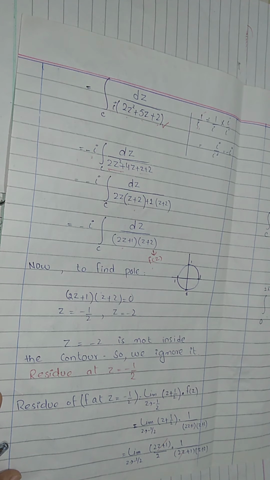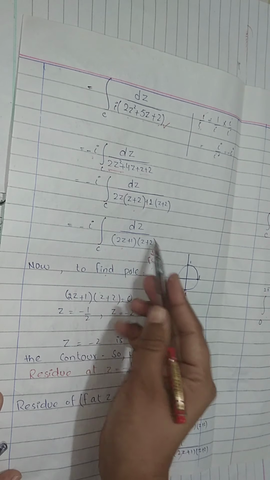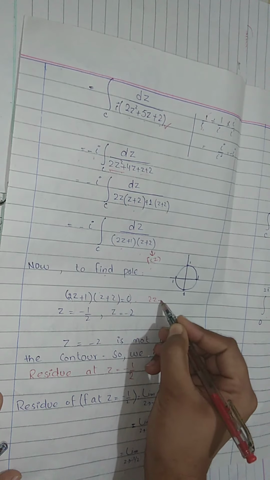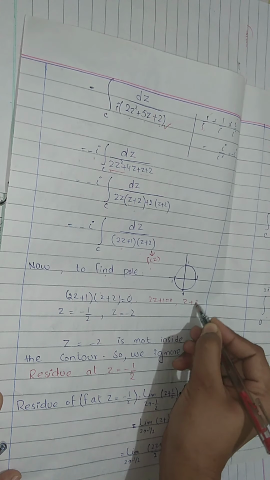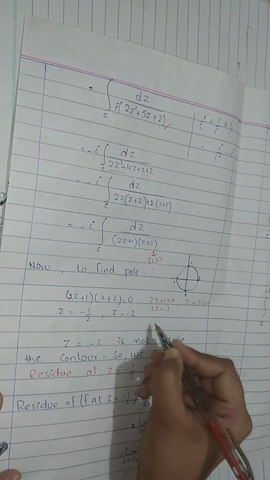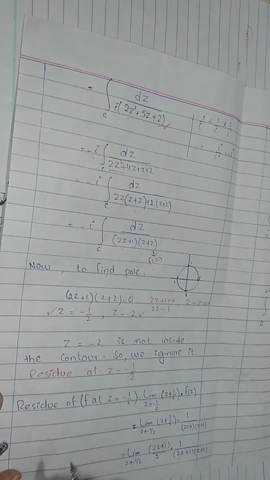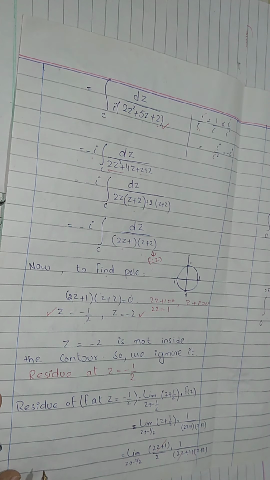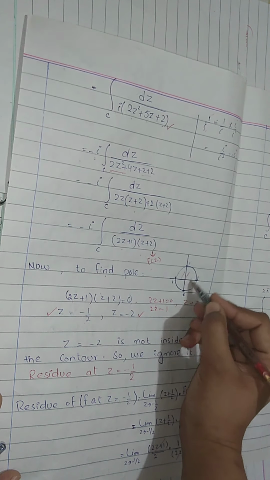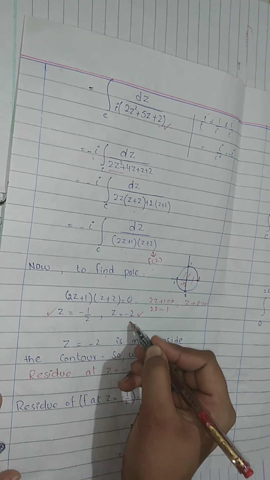So by the residue method, first of all we find the poles by putting the denominator equal to 0. 2z plus 1 is equal to 0 and z plus 2 is equal to 0. 2z is equal to minus 1, so z is equal to minus 1 by 2, and z is equal to minus 2. We have a unit circle, so minus 1 by 2 lies inside the circle, but minus 2 is outside the circle, so we ignore it.